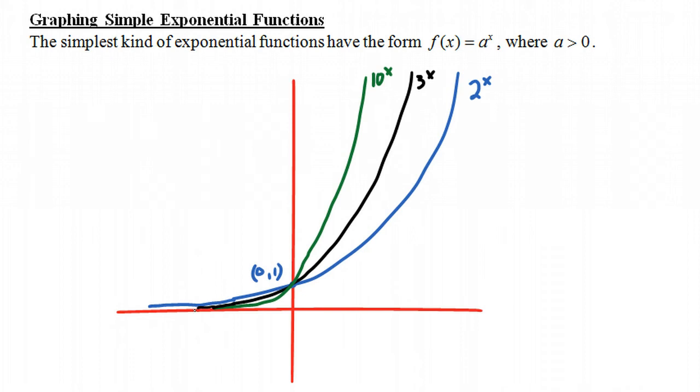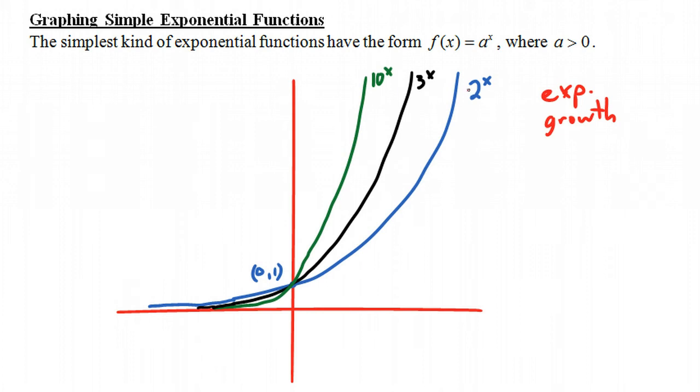Now, none of these ever actually touch the x-axis over here, but they get closer and closer to the x-axis. 10 to the x is even steeper, and it gets down toward the x-axis even faster over here. But notice all of these functions, as you go left to right, they're going up. So we have what's called exponential growth, because as you go left to right, the function's going up.